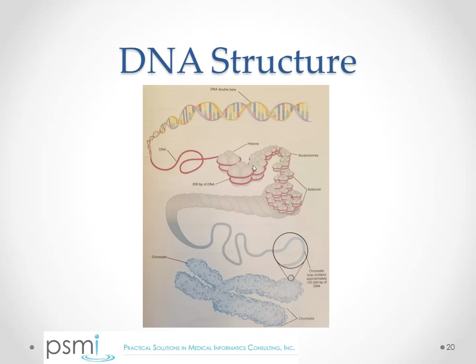And so we have a cluster of 8 histone proteins here with two strands of DNA wrapped around it. Then you have another one of these blocks, and each one of these little blocks of DNA wrapped around a group of histones is called a nucleosome. And then all of these nucleosomes wrap even tighter into these solenoids. And then all of these coil.